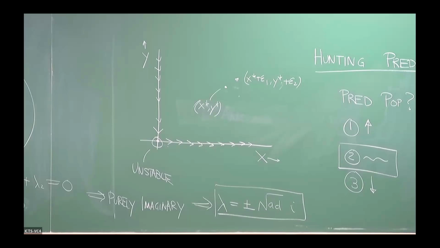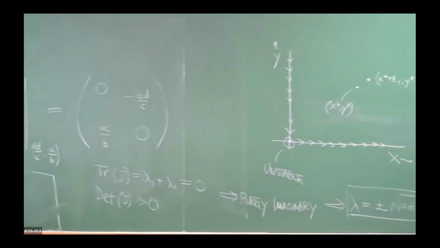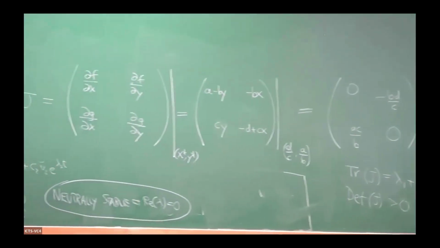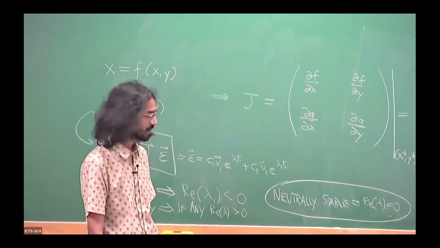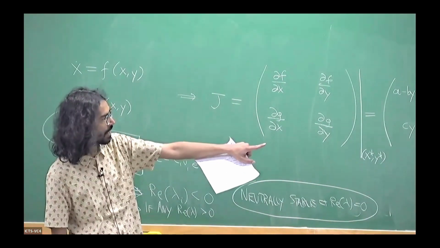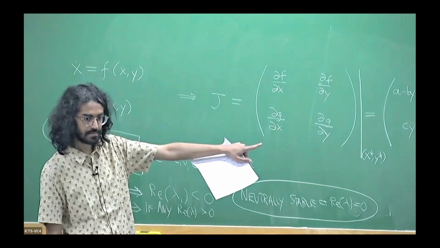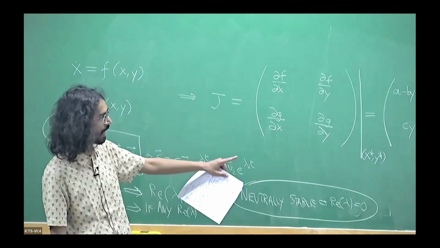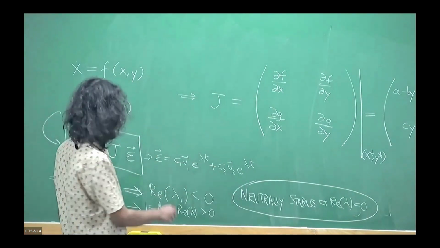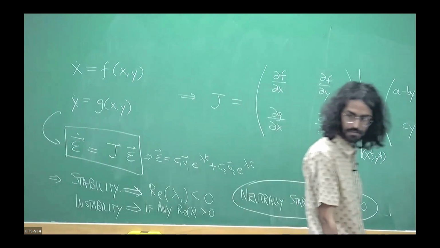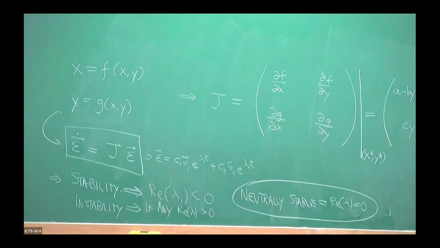This means all the real parts are 0. Right, and that's the case that we have. So they neither grow nor die. Do they just stay there? This is e to the i root(ad) t, right? What does that look like? That's a sine or a cosine, right? So these things will go around in closed orbits.